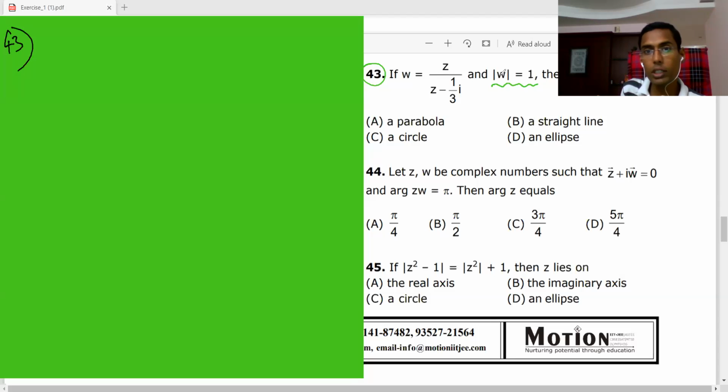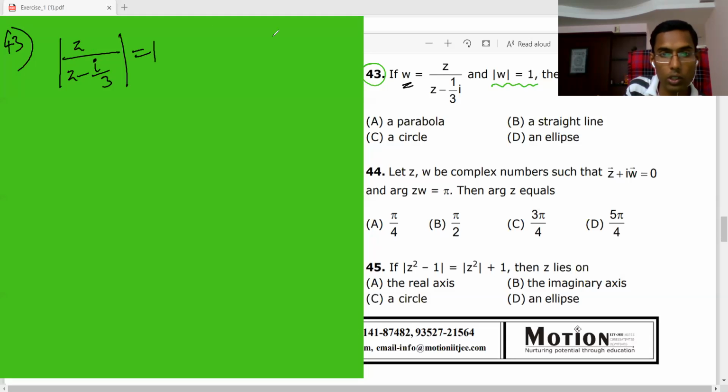So whenever mod w is given like this, mod of this is mod z by mod of (z minus i by 3). This equal to 1 is given, right? Mod w means this one, if you put mod, then equal to 1. Whenever it is given, mod of z1 by z2 is mod z1 by mod z2, so mod z minus i by 3 goes this side.